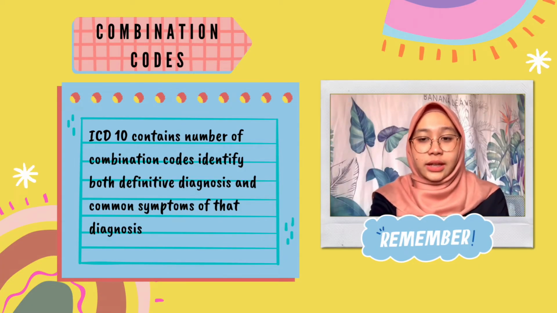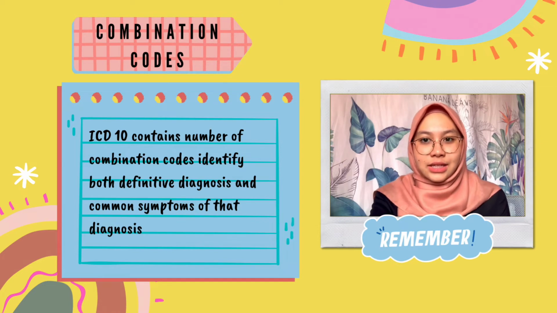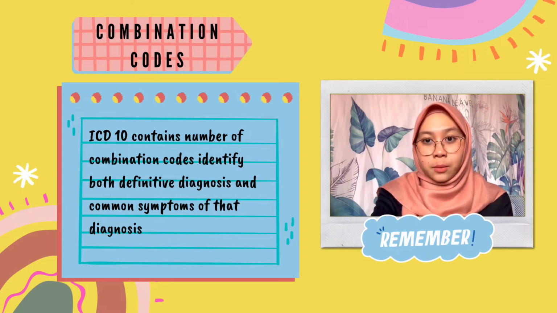Combination codes that include symptoms. ICD-10-CM contains a number of combination codes that identify both a definitive diagnosis and common symptoms of the diagnosis. When using one of these combination codes, additional codes should not be assigned for the symptoms.